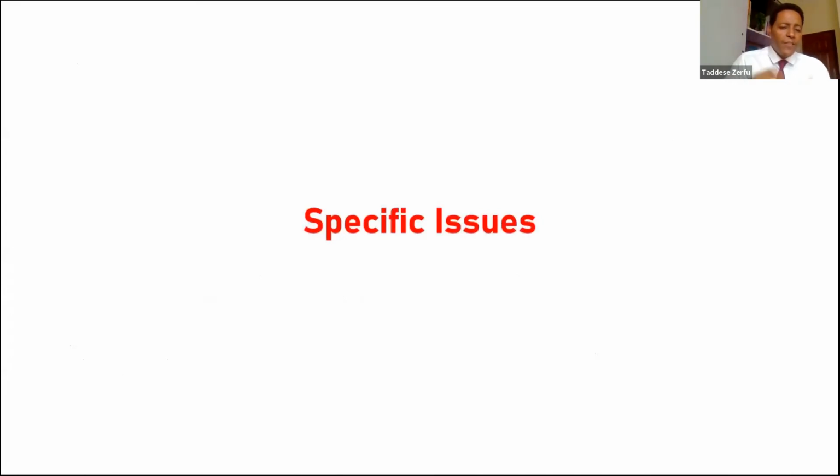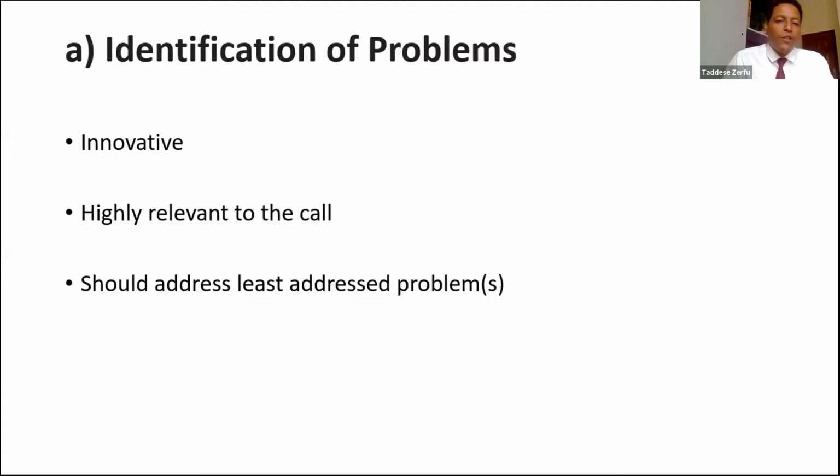I think these are the general things. I'm rushing for the interest of time. Now let's see some of the specific issues. The first one is related to the problem identification. Whenever you write a proposal, you have to keep these three things in mind.